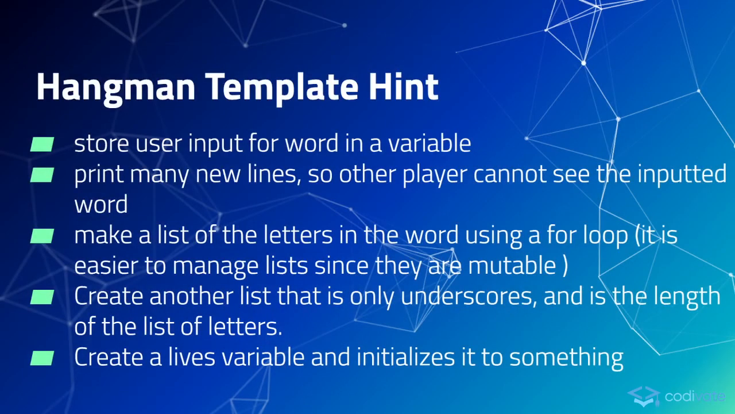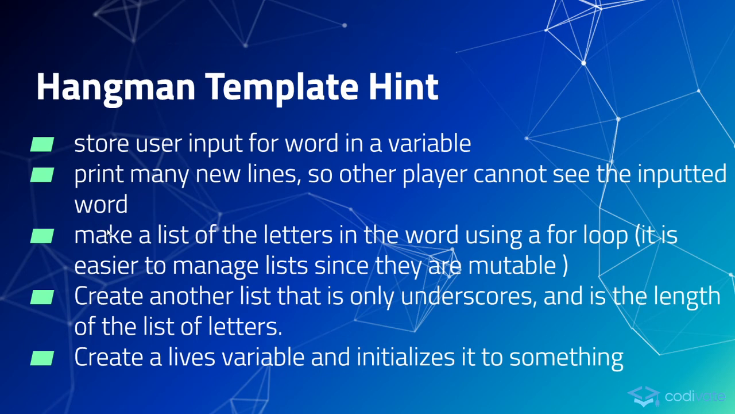Okay. Let's go over the approach for doing this. Every time we have a big program that we have to write, we have to go over how to approach it. The first step is to store the user input for the word in a variable, because one user is going to tell us what the other user has to guess. So we're going to store that word in a variable. We're going to print a bunch of new lines so the other player cannot see the word that they have to guess, because that would just be too easy then. Yes, I know we can just scroll up and see, but still, this is better than nothing.